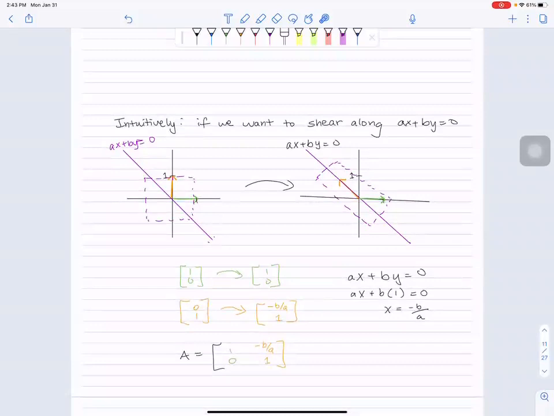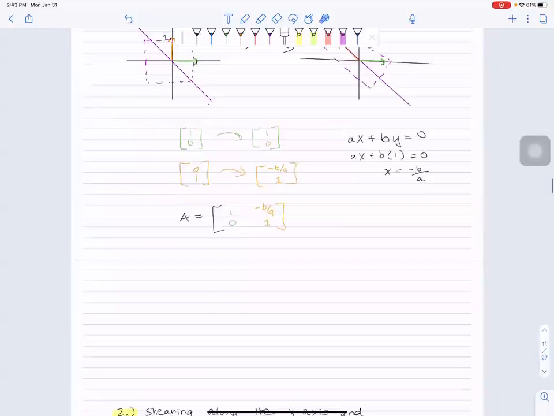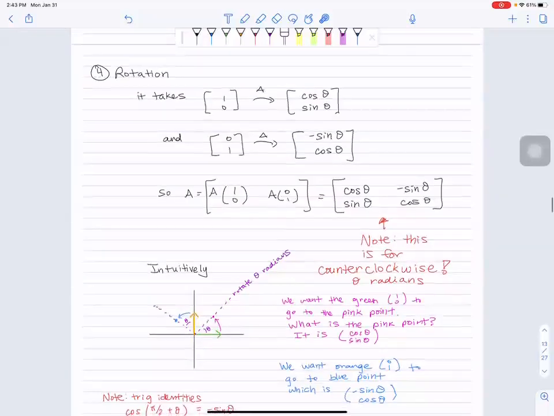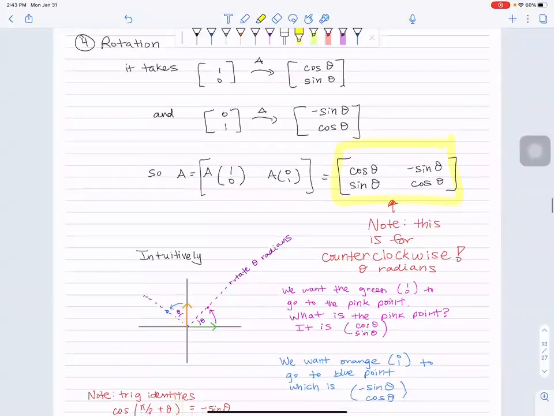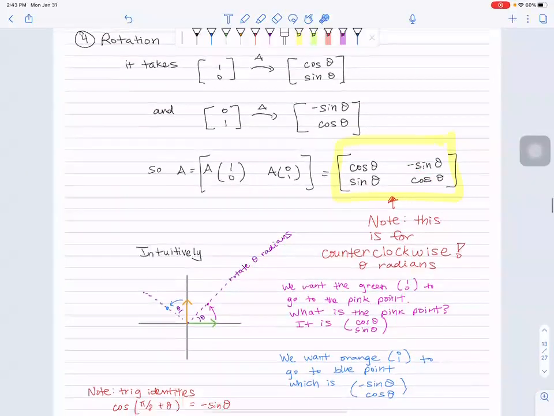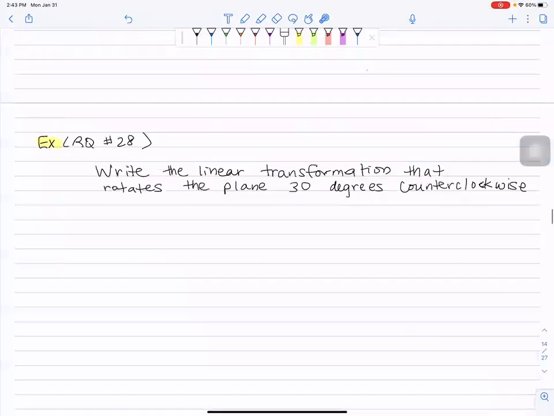Any other questions? Okay, last transformation is rotation. For rotation, you can look at the proof for why it works. The matrix is cosine theta, sine theta, negative sine theta, and cosine theta. So let's do a quick example.